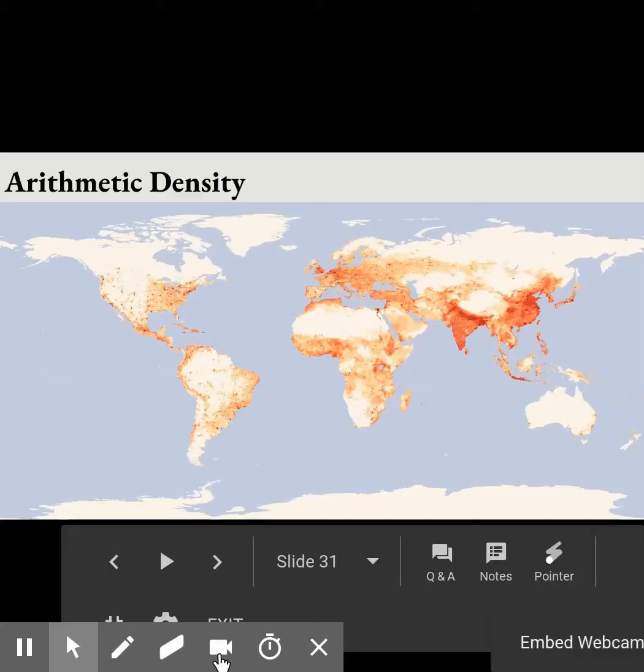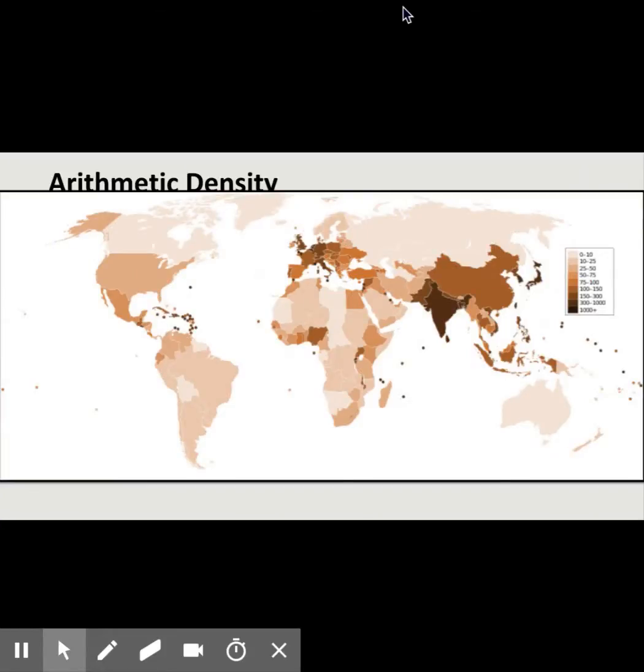The first thing I want you guys to talk about is arithmetic density. Think arithmetic. And basically that's just math. Straight and simple. Arithmetic density is just the number of people divided by the amount of land. It's really simple. It's the math guy's favorite one. Essentially, I'm going to take the number of people, the population, and divide it by the square miles of where I'm looking.